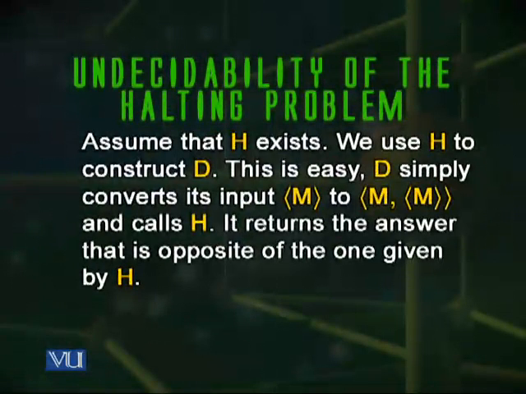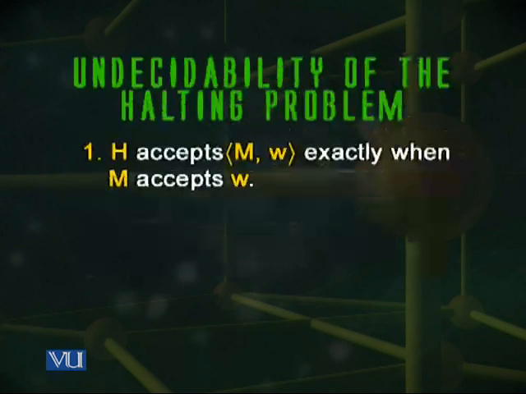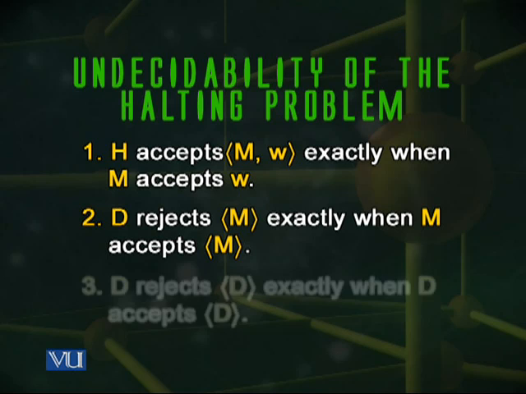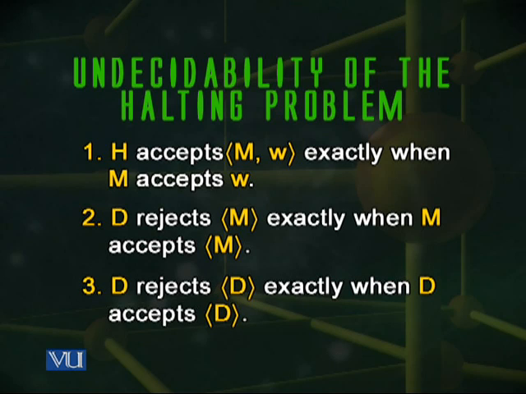We started by the assumption that H exists. We use H to construct D. This is easy. D simply converts descriptions of Turing machines into pairs. The first component is the machine and the second component is the description of that machine, and calls H. It returns the answer which is opposite of the one given by H. H accepts M, W exactly when M accepts W. D rejects M exactly when M accepts M. Therefore, D rejects itself exactly when D accepts itself.